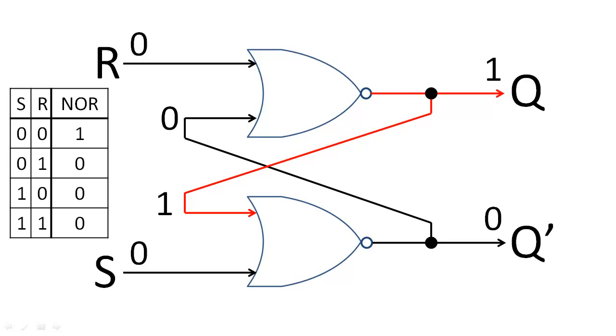Now, let's change R to 1. Because R is 1, the state will reset to 0. Because both the state and S are 0, Q prime will be 1.